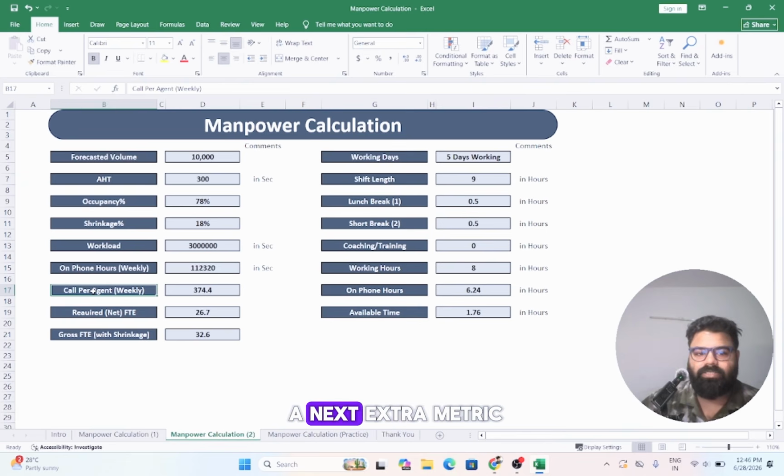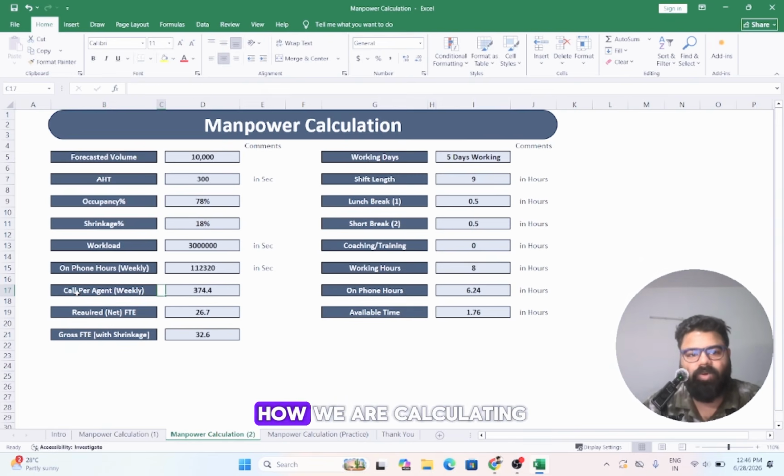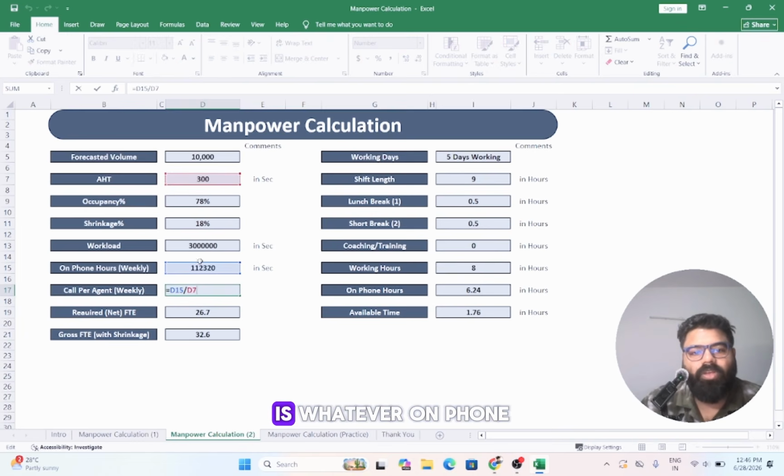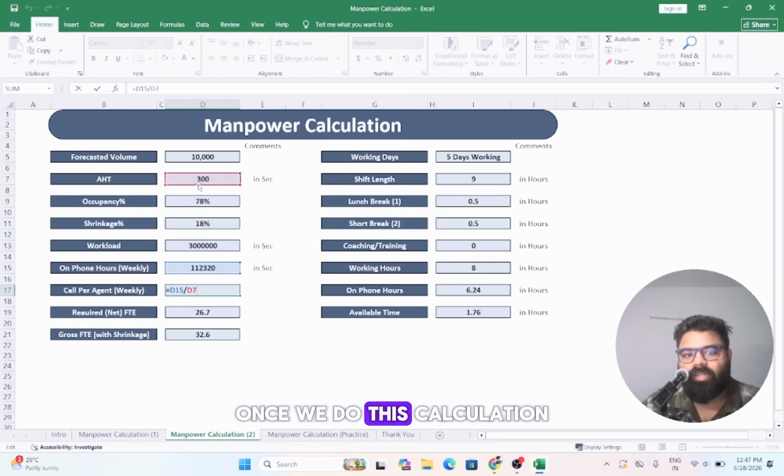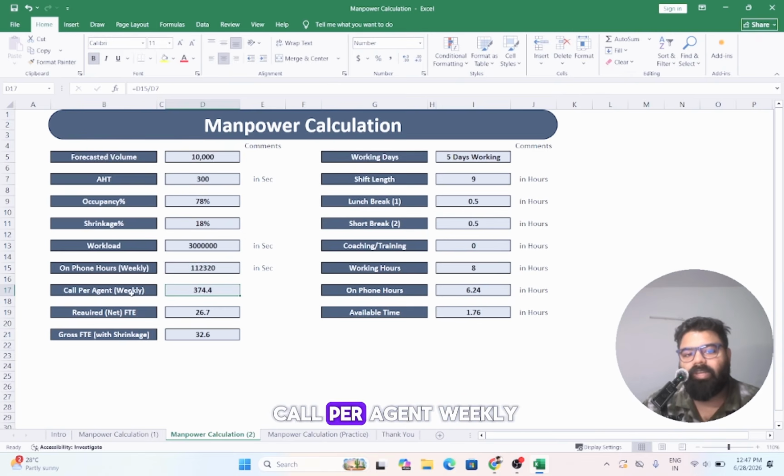Now we have a next extra metric, which is calls per agent. How we are calculating calls per agent is, whatever on phone hours we have, we will divide that by the AHT. Once we do this calculation, it will give us calls per agent weekly. That means an agent will be taking around 374.4 calls in a week. So this is the call capacity for an agent.